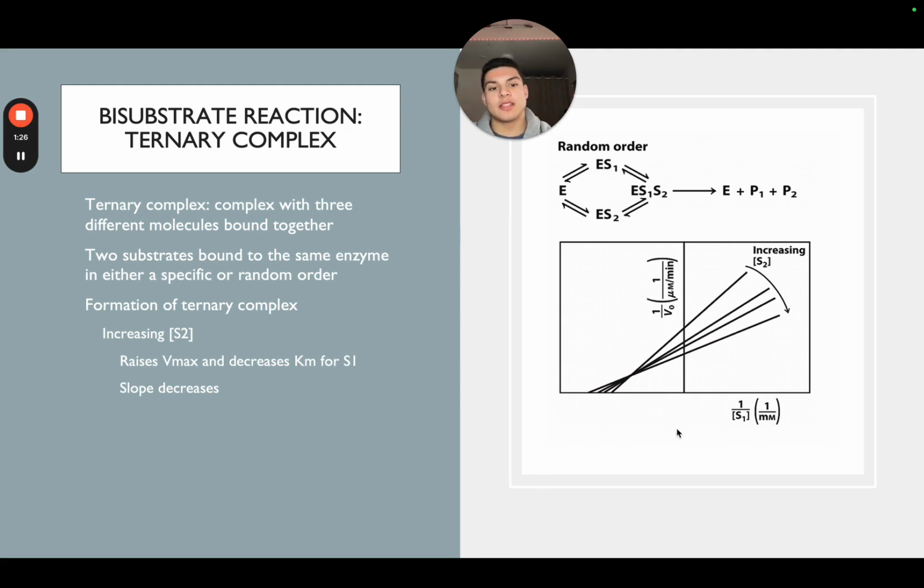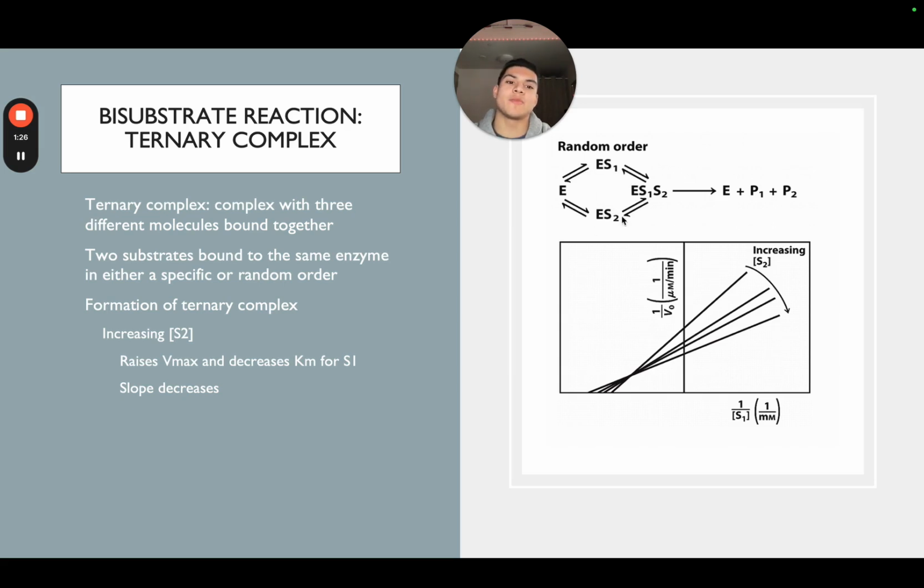And then in terms of this graph, right? When we're increasing S2, it raises the Vmax and decreases the Km for S1. Why is this? Well, also the slope decreases. So let's talk about the slope first, actually. We know from the trends slide that if you decrease the slope, the catalytic efficiency increases, right? So this makes sense, because if we have this enzyme, and we increase the first substrate, and we have a fully saturated ES1.